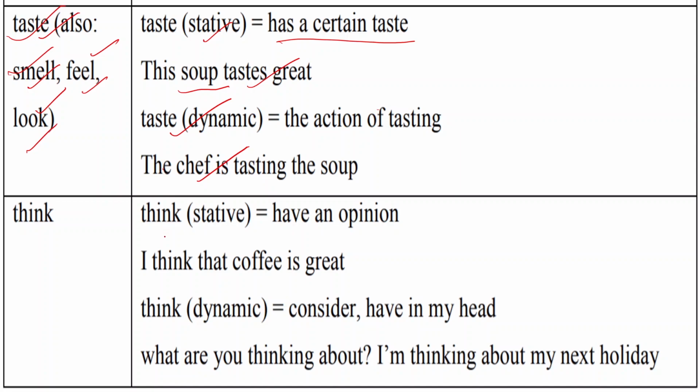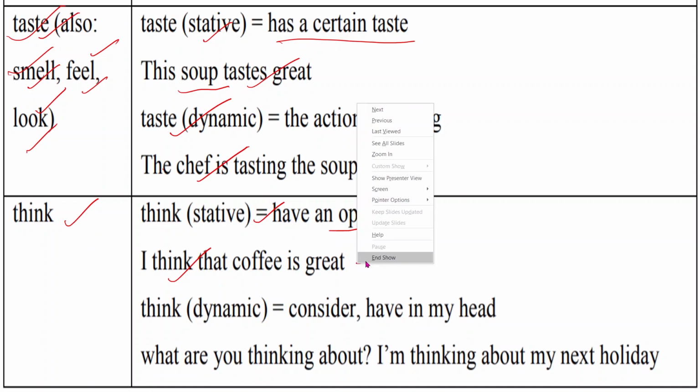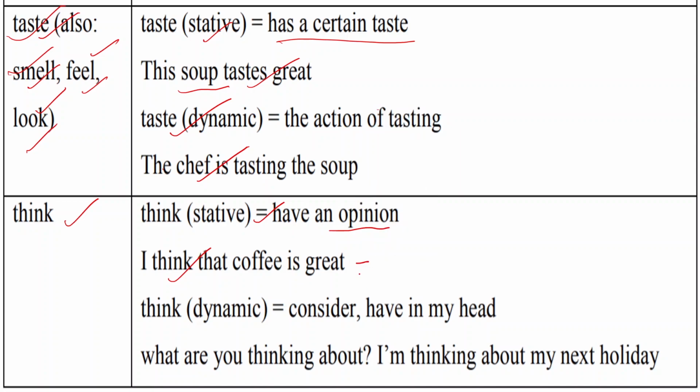Look at the next sentence. Think. Think in stative means have an opinion. I think that coffee is great. Not I am thinking. I think that coffee is great. We can't say that I am thinking the coffee is great or I am thinking the party is good. I think because it is stative in meaning.